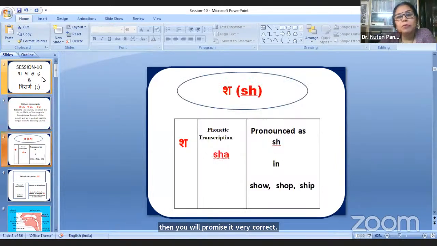Let's see. Very first letter sh. It is sh and pronounced as sh in shaw, show, ship. It is very common for you all. Hope there is no problem for you to pronounce this because it is very simple and you are speaking it in every language. This sound is available in English. There are 3 examples I have given for your ease: show, shop, and ship. The sound is sh.